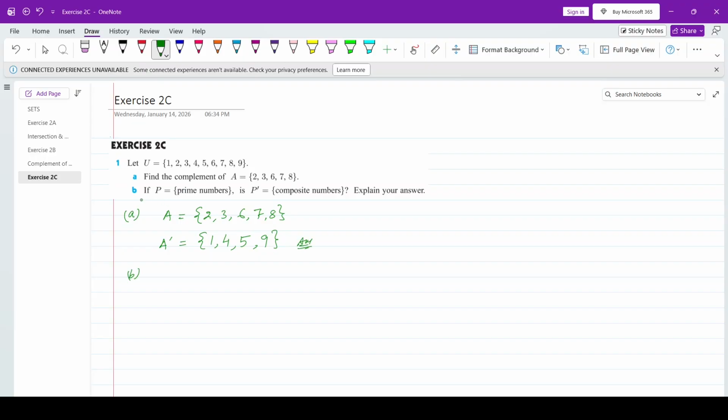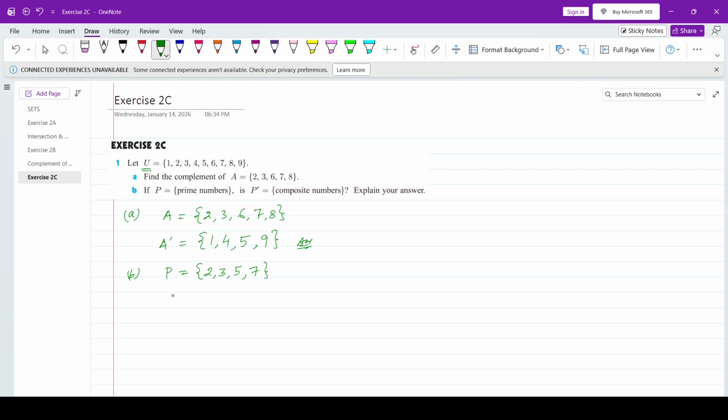Part B says, if P is a set of prime numbers, is P prime or P complement a set of composite numbers? If yes or if no, explain your answer. So we know universal set is this. Now P is equal to a set containing prime numbers. So what are the prime numbers from this set? That will be 2, 3, 5, and 7.